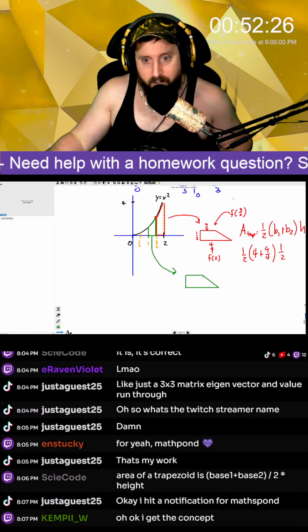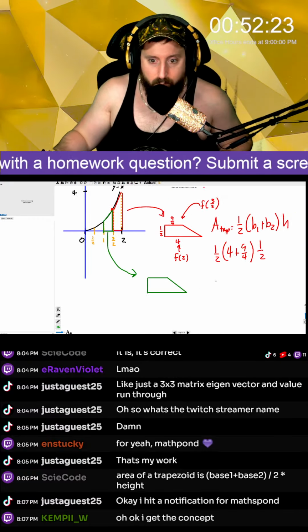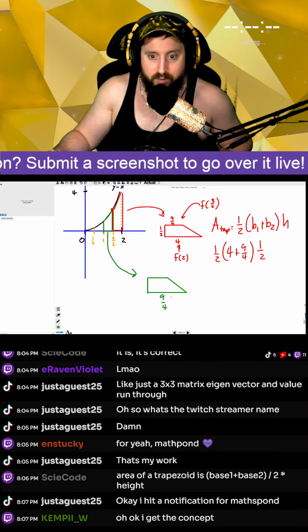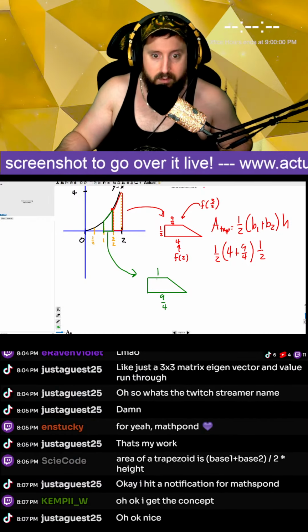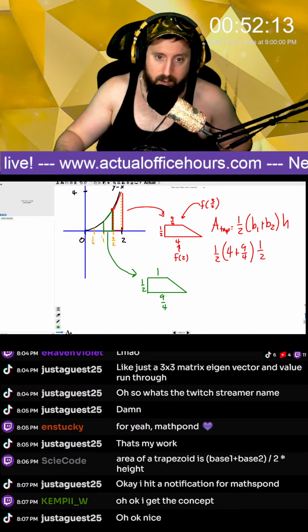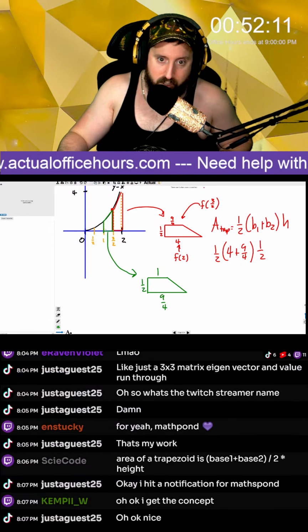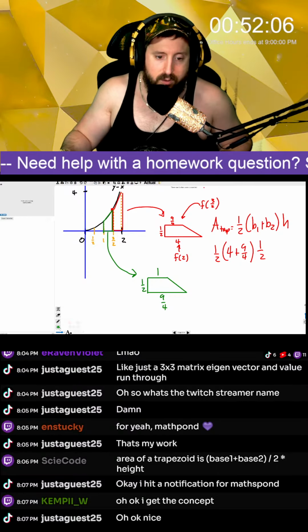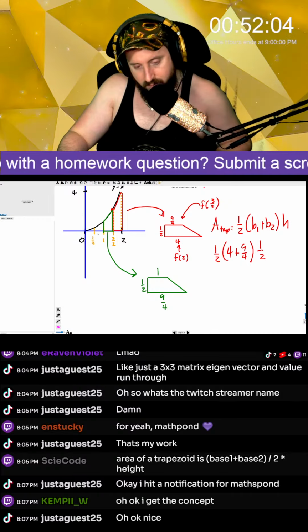Okay, cool. You get the concept, right? So for this one, now this base is 9/4, and then this would be 1, and then this would be 1/2, right? Because this is now the y value of the function at x equals 1. And then so then you have this one.